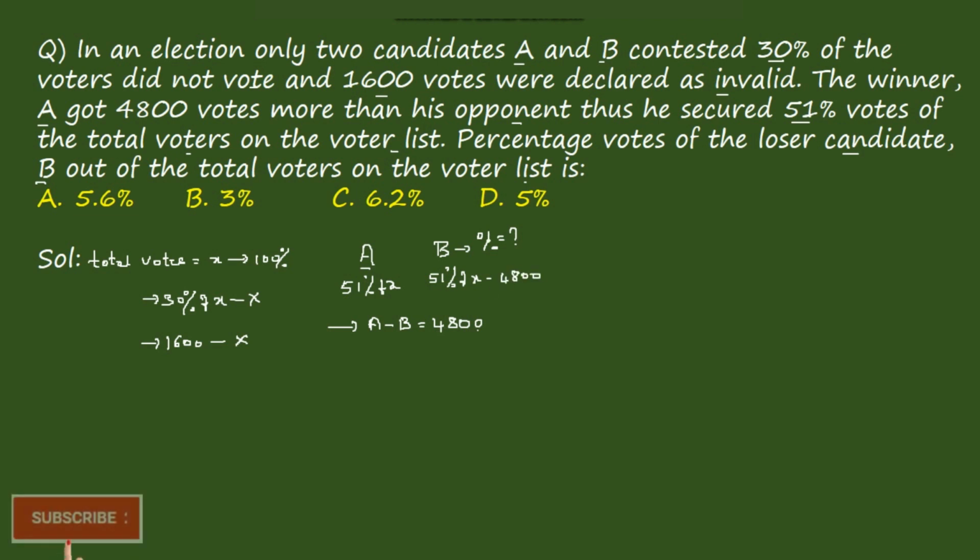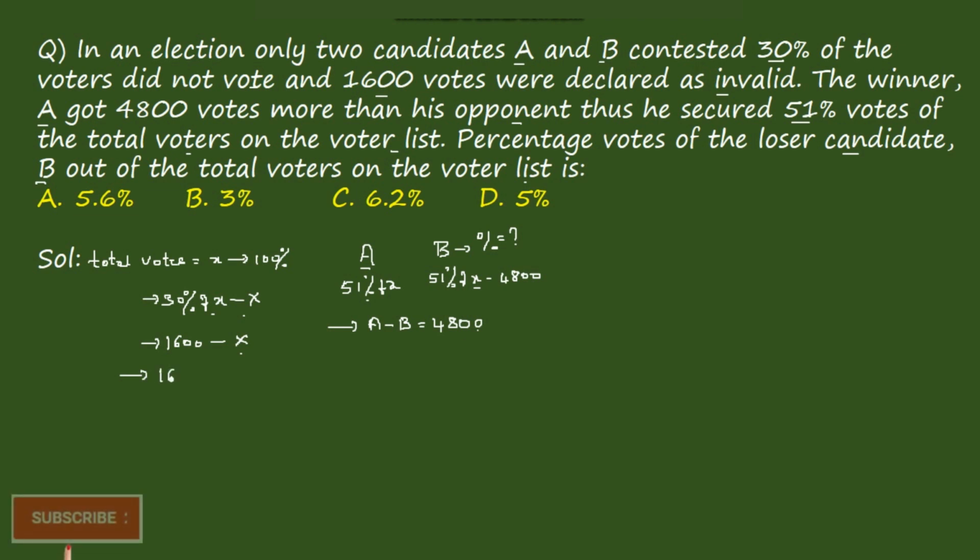And this one should be converted into percentage. For this one, you have to find the value of X now. What is X? The total votes, right? Which is 100%. In that, 30% is considered as not voted, and 1600 was considered as invalid. And A is getting 51%, and B is getting 51 percentage minus 4,800. So by adding it, we can find the value of X, right?